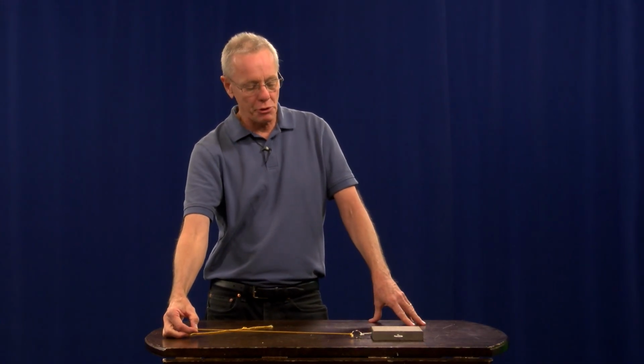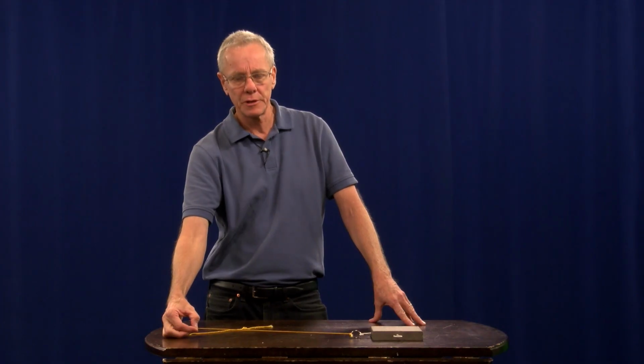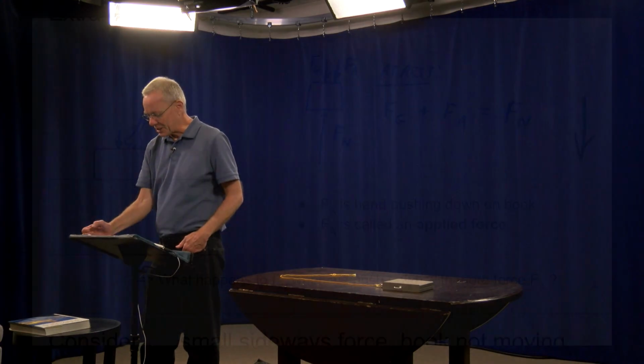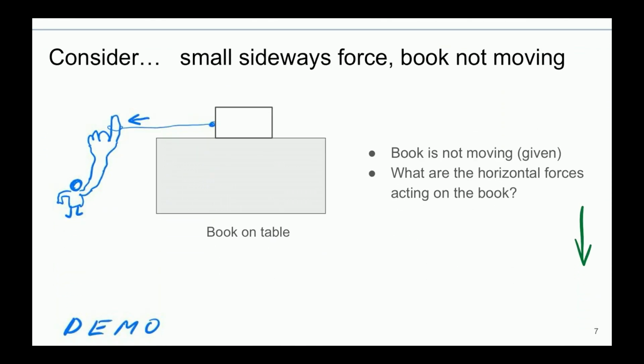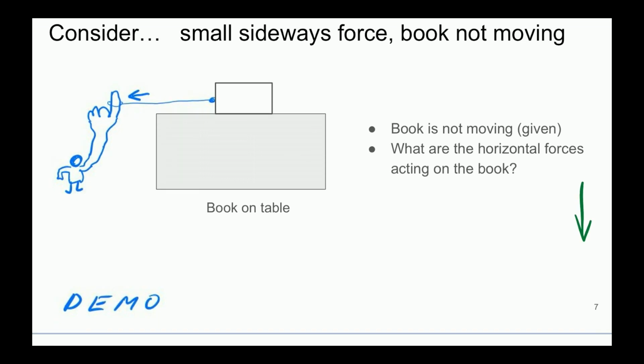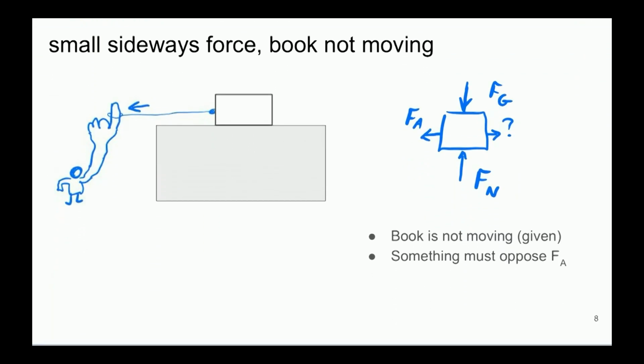I'm going to pull parallel to the tabletop, and I'm pulling on it now, but not hard enough to make it move. Okay, so I've got a horizontal force, and we notice it's not moving. Let's analyze that here in the picture. If I consider that situation where the book, well, it says book, but we know it was a piece of Timber Tech, the book is not moving, we know that there are horizontal forces involved.